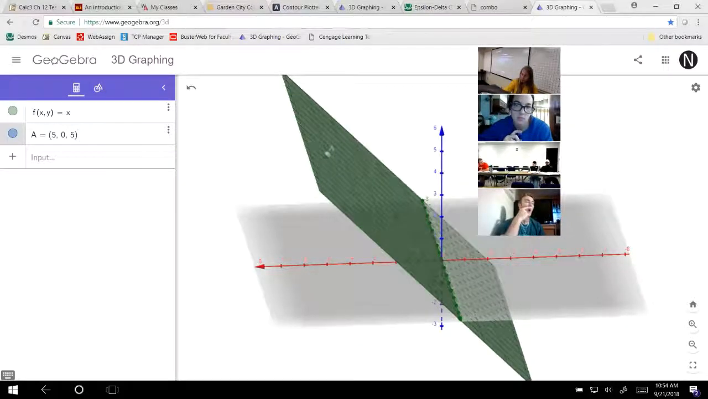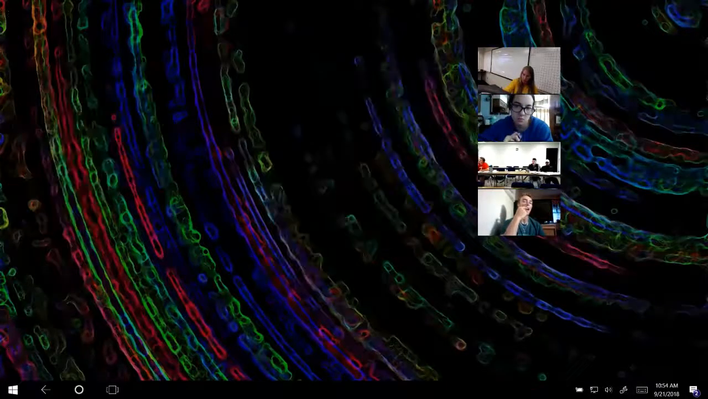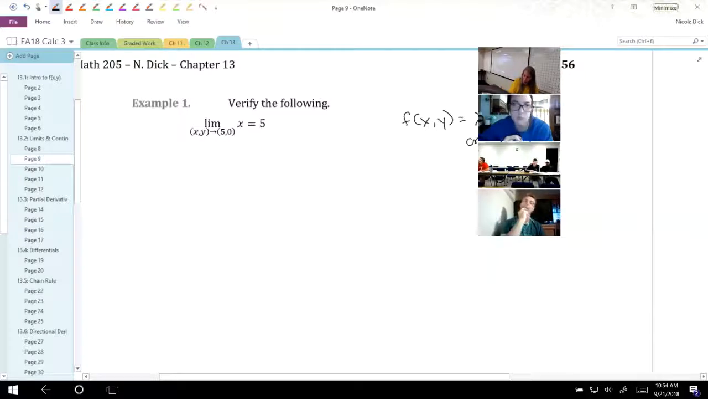And we want to go through and first of all verify that the limit as we approach that point (5, 0) equals 5. And that's what that graph had shown on it. It had that point plotted on it too.